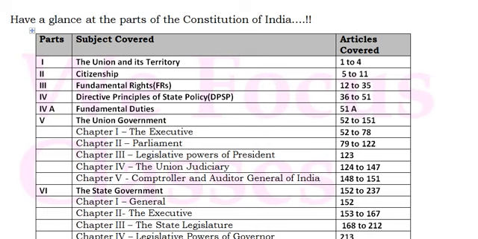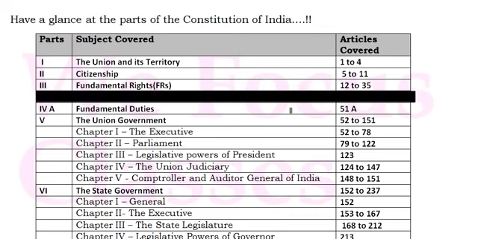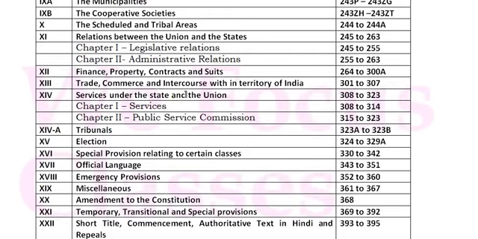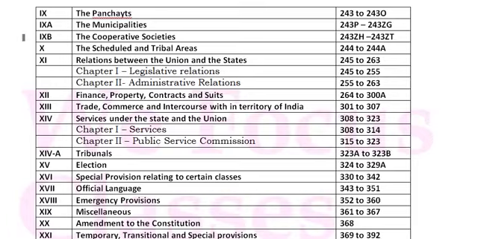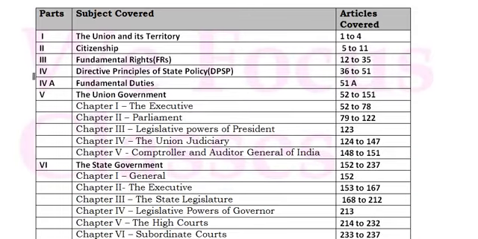So the next one is the DPSP, where the article numbers were 36 to 51. Next is fundamental duties. Fundamental duties, it is 51A. The article covered is only 51A. And the union government is from 52 to 151.